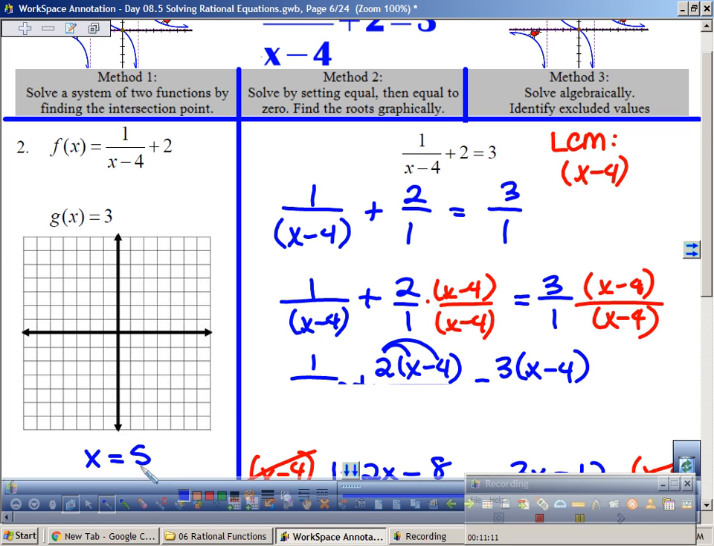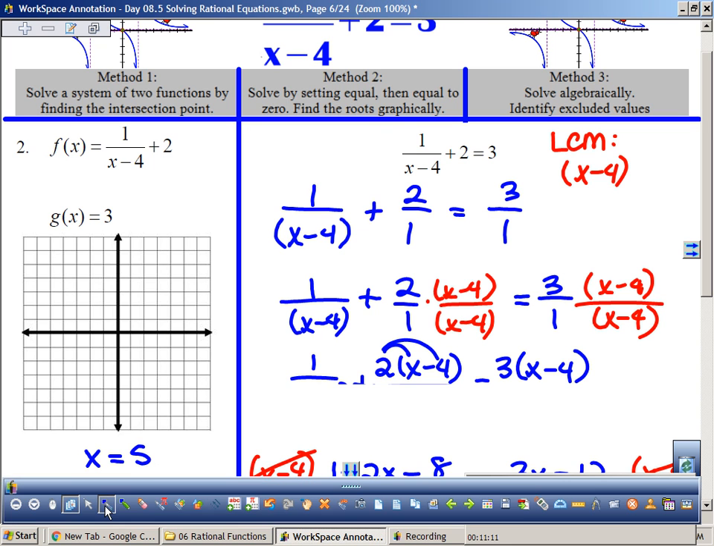If I have 1 over x minus 4 plus 2 equals 3, I could split these two up over here. f of x equals 1 over x minus 4 plus 2, and g of x equals 3. Remember doing that with absolute value equations? We'd take whatever was on each side of the equation, and we would set them equal to each other, and then we would find their intersection point, and that would be our solution. That's what we're going to do really quick.